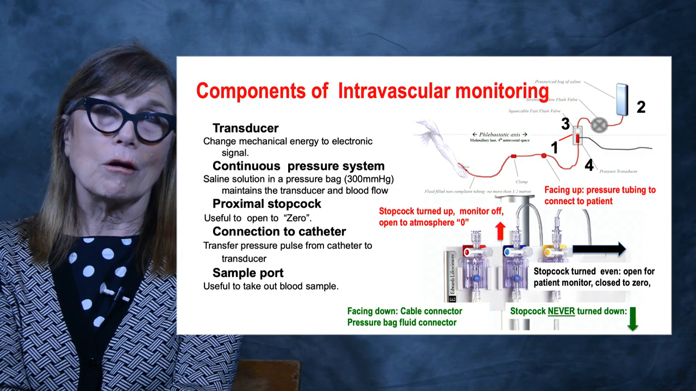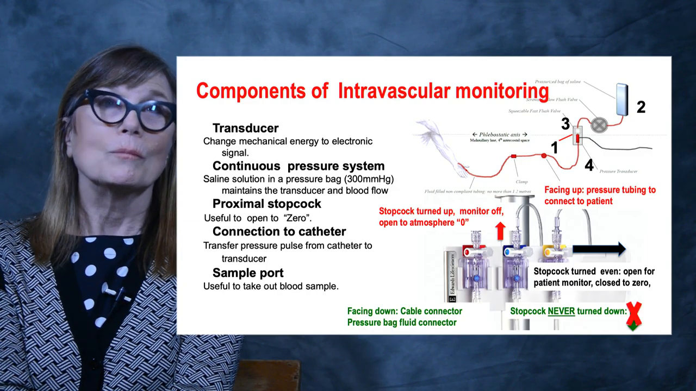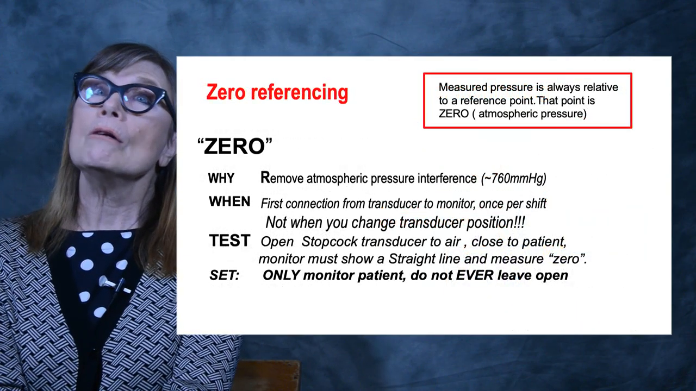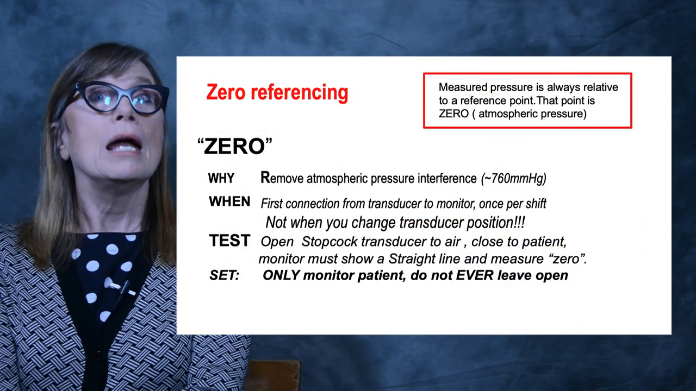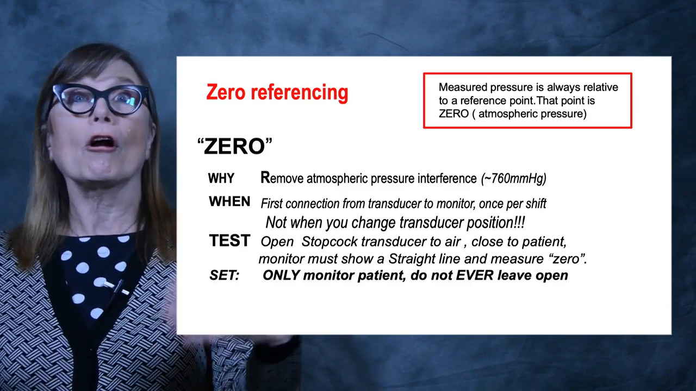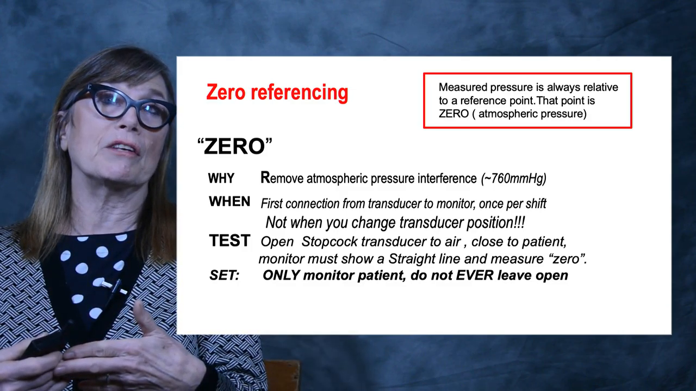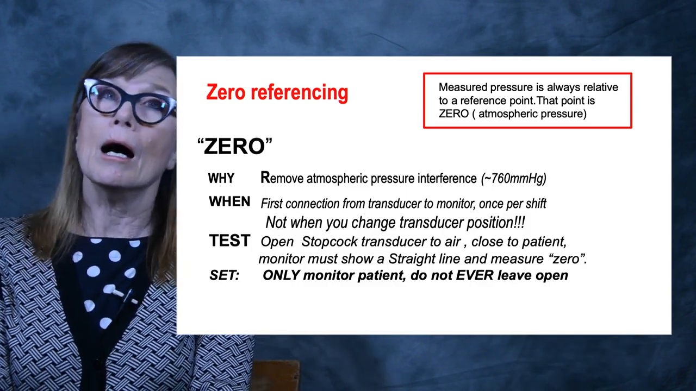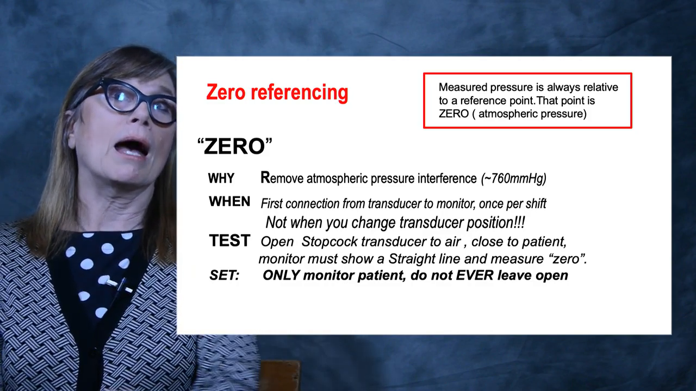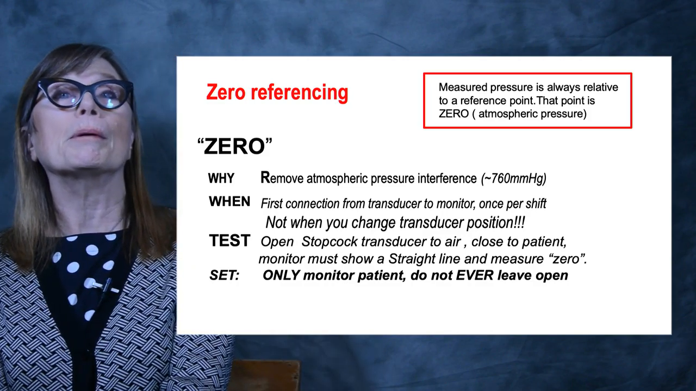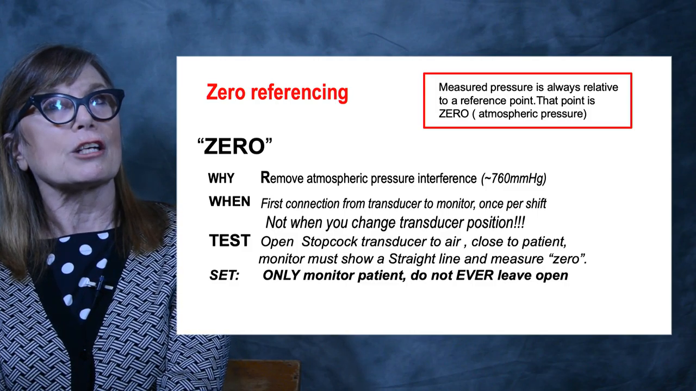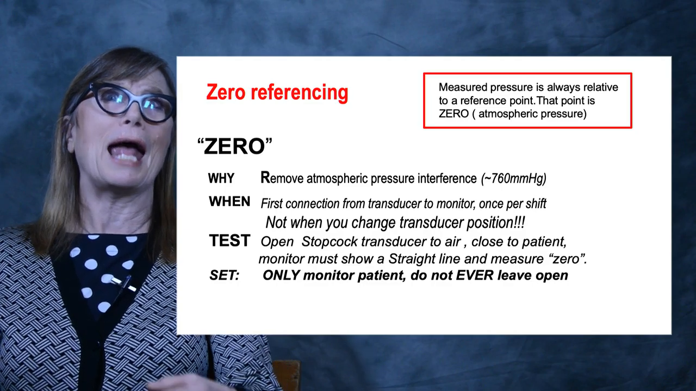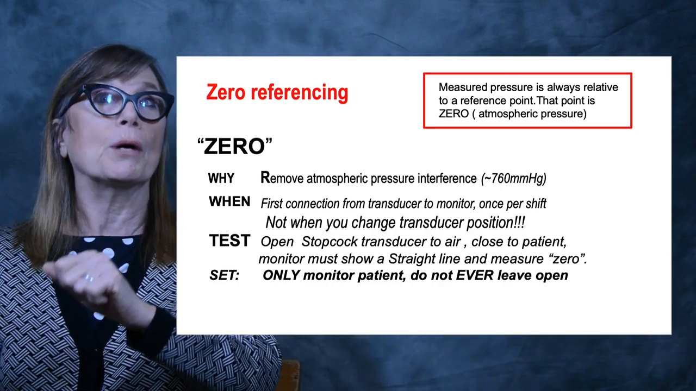Never, ever, ever. Now, zero referencing, as I've mentioned before, is what gives us a gold standard to know what our patient's pressure is in response to atmosphere. So if you have a systolic blood pressure of 120, that's 120 above 760. That would mean that if you were using 760, you would be reporting to your physician that your patient had a blood pressure of 120 plus 760, which would be 880. Oh, enough to give everyone a stroke.